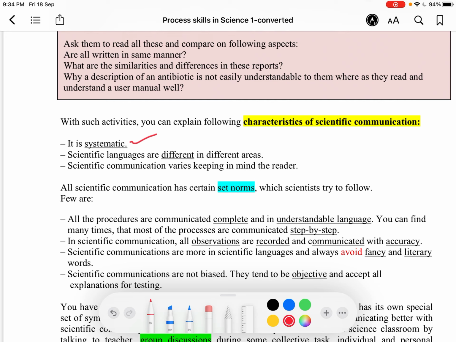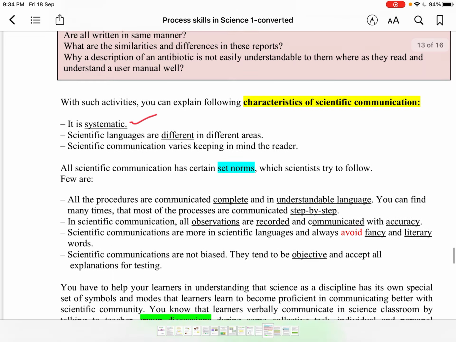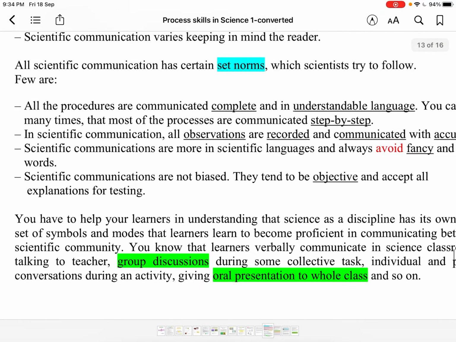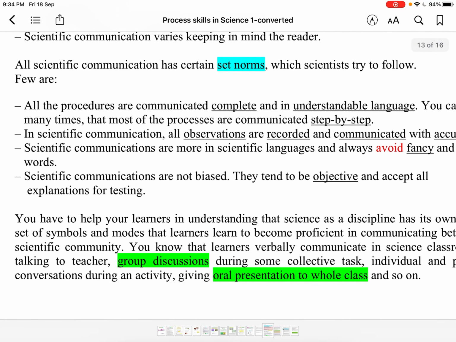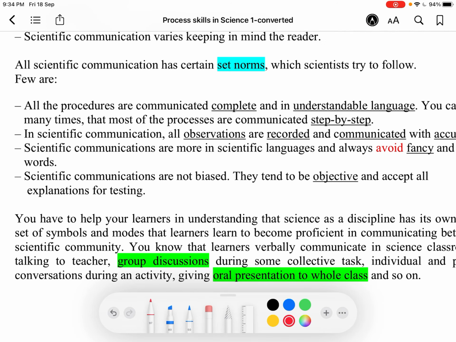And scientific communication varies keeping in mind the reader. And all scientific communication has certain set norms, certain characteristic features. Some of the norms are given here. You can see, all scientific communication has to be complete and in understandable language.